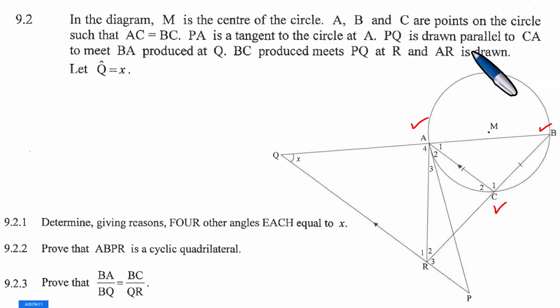PQ is drawn parallel to CA to meet BA produced at Q, and you are able to see this. BC produced meets PQ at R, and AR is drawn. Let angle Q be equal to X. Determine, giving reasons, four other angles, each equal to X.